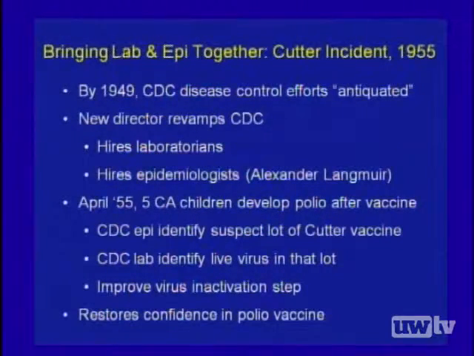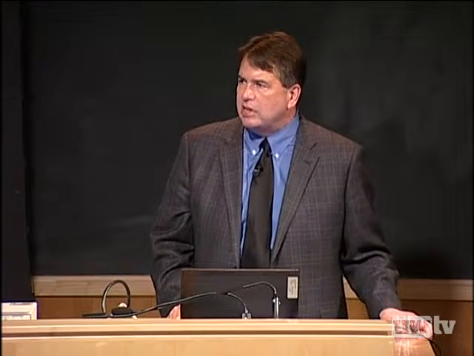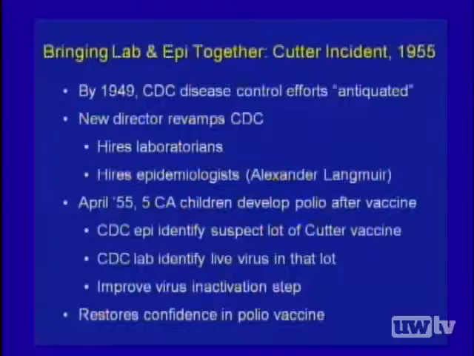This is the event. This is the thing that's going to bring together and show epidemiologists how much they need laboratorians and how much laboratorians need epidemiologists. In April of 1955 in California, there were 5 children that developed polio after being vaccinated with the polio vaccine, the inactivated polio vaccine. The CDC epidemiologists went in, they applied Broad Street pump principles, were able to identify a suspect lot of Cutter inactivated polio vaccine.